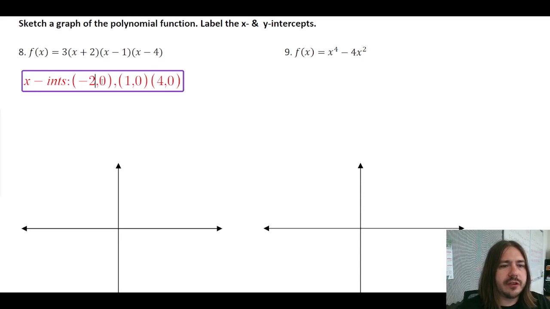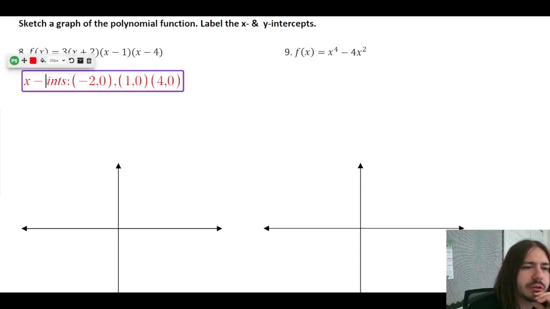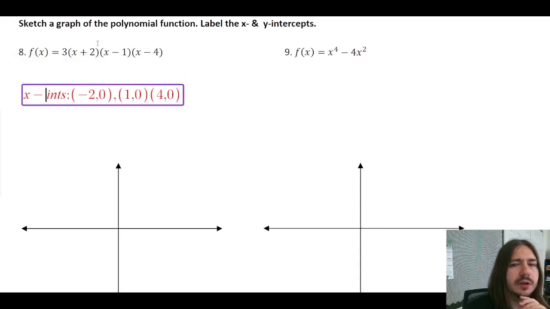Okay, so those are the x-intercepts. We'll plot those in a bit. Let's now look at the y-intercept. Now, this is going to be a little trickier, right? Because this is in factored form, so we can't just look at the constant. We don't need to multiply all this out.